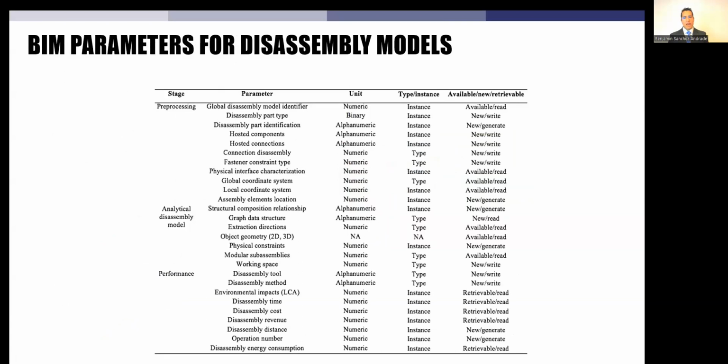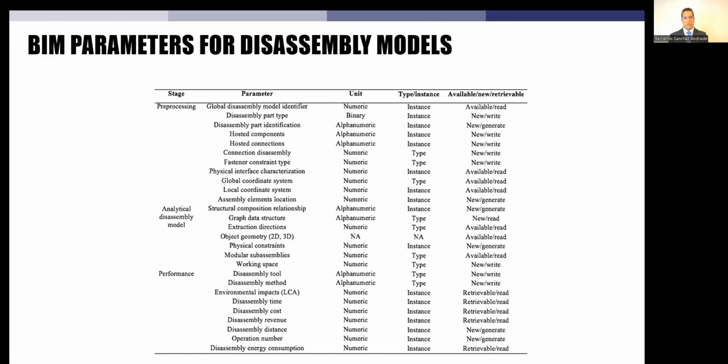In this study, we have defined a framework with three consecutive disassembly modeling stages for buildings. The three stages are displayed in the figure, and they are: 1. Pre-processing stage, 2. Analytical disassembly model stage, and 3. Performance stage.